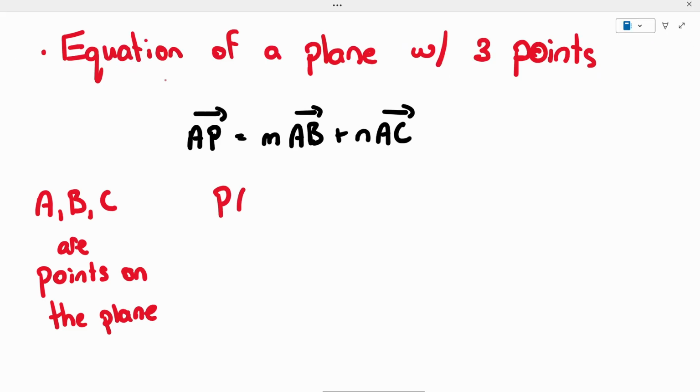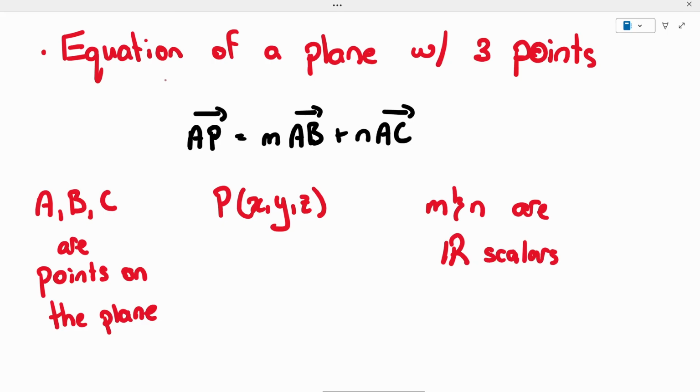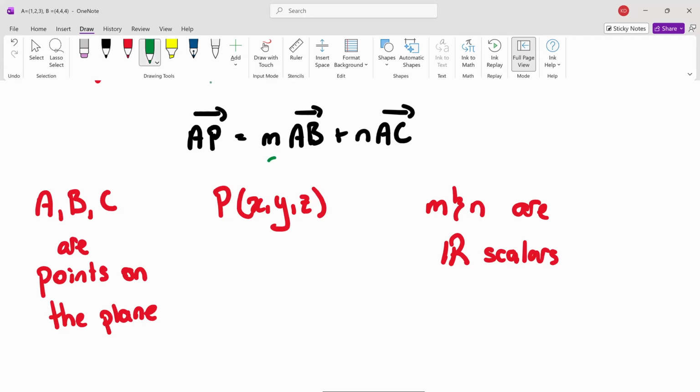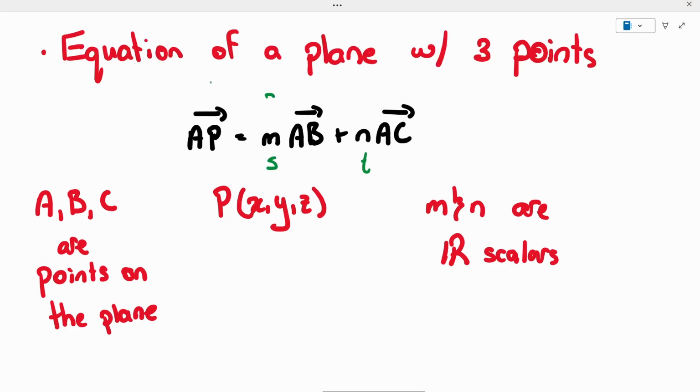P is the general point, X, Y, Z. And M and N are real scalars. Right, so M and N, S and T, mu and lambda, and yeah, mu and lambda, all the same thing, right? I just gave you all another example now of two different scalars you can use.